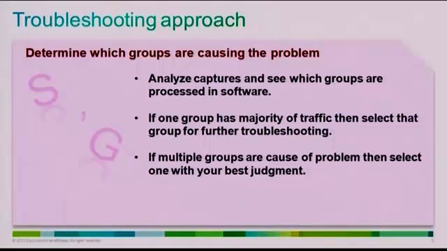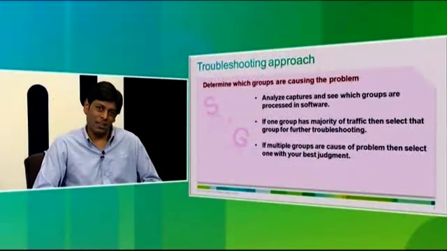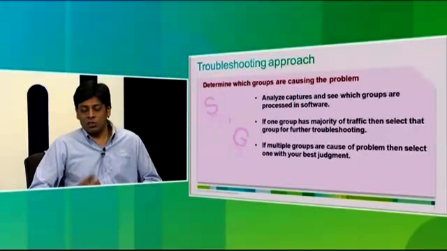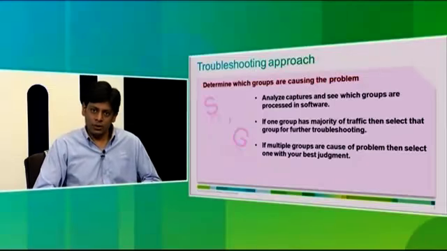But most of the times what we have seen is it's not a single group, and it makes our life a bit hard. So we need to rely on our judgment to select one of the multicast groups out of the several that we see in the captures, and then use this as a problem group and try to fix the problem for this group.